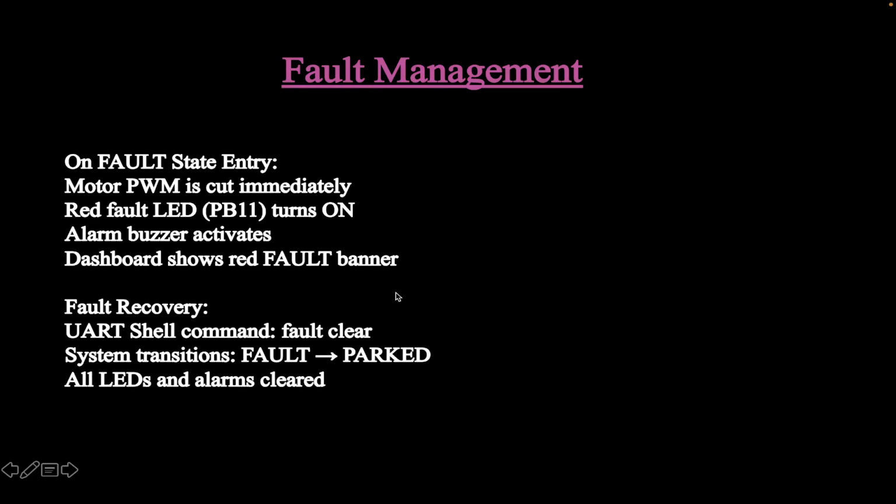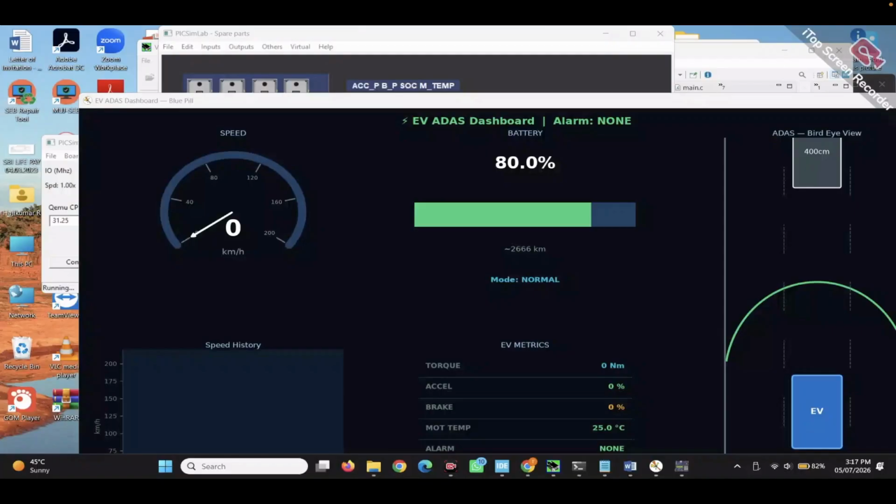Basically in our dashboard there will be a red fault band. I'll be showing in my video how, when it goes to fault state, the dashboard will show a red color, which shows an alert to the user. And as I said, we have to type fault clear in the UART shell to bring it from fault back to parked state. Now I'll be showing a video to summarize all this, where I've used the Python dashboard.